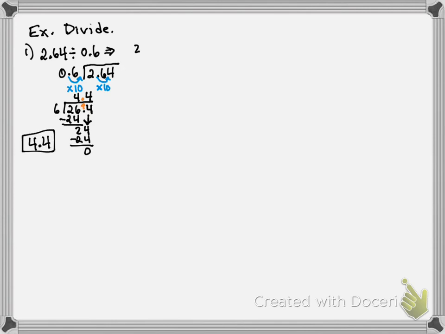All right, let's try another one. Ooh, wow, this one's crazy. So let's see, we've got 63 10,000ths being divided by 7,000ths. So we're going to rewrite it with the 7,000ths in front, and the dividend 63 10,000ths underneath the division symbol.